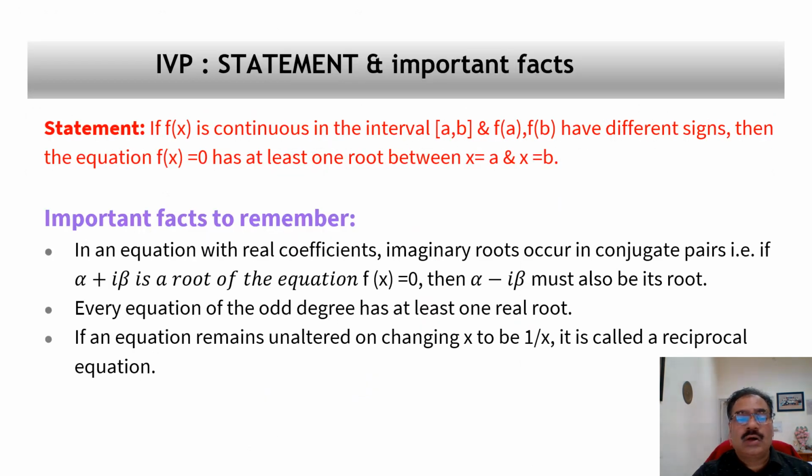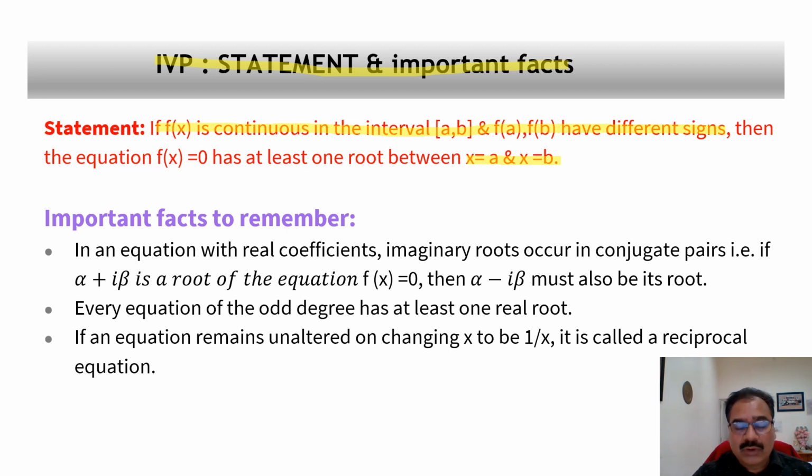Now, if you look at the statement, it is already there. If f(x) is continuous in the interval [a, b], and f(a), f(b) have different signs, then the equation f(x) is equal to 0 has at least one root between x is equal to a and x is equal to b.